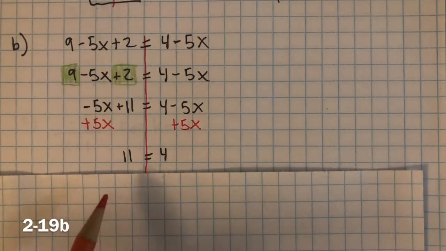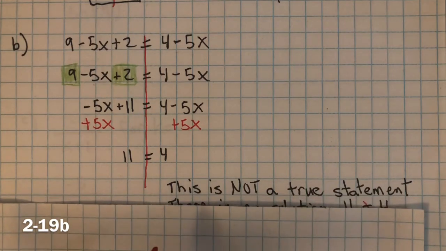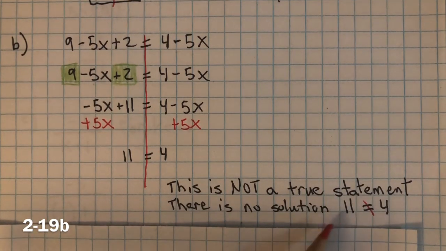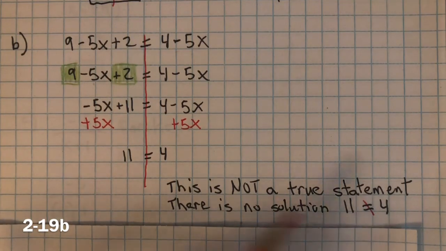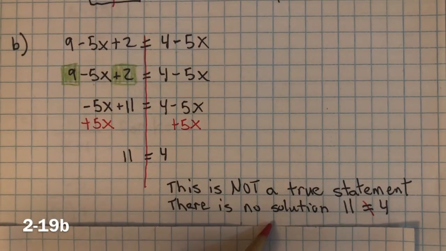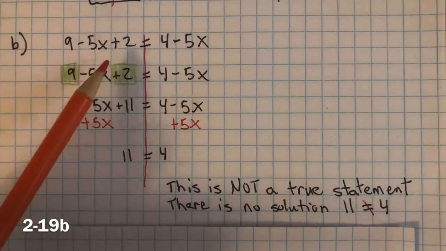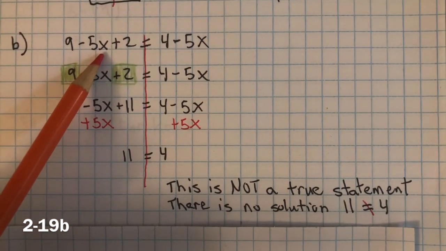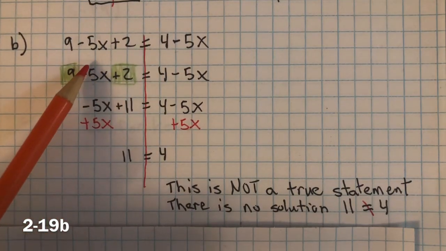Well, that's not a true statement. Since this is not a true statement, there is no solution because 11 does not equal 4. What no solution means is there's no number that we can put in for the value of x that will make this equation true.